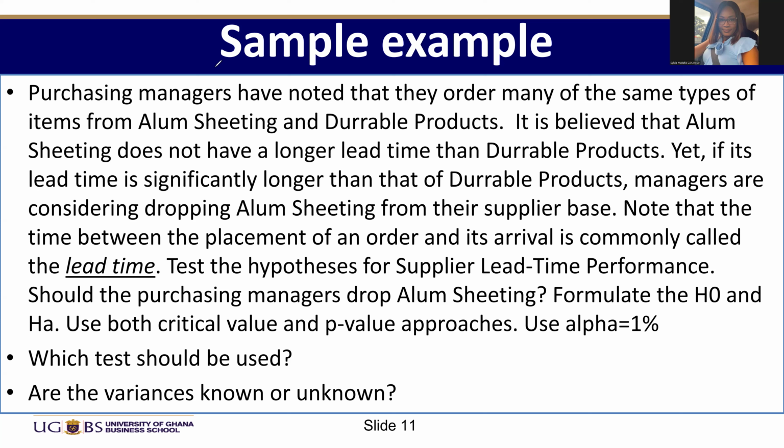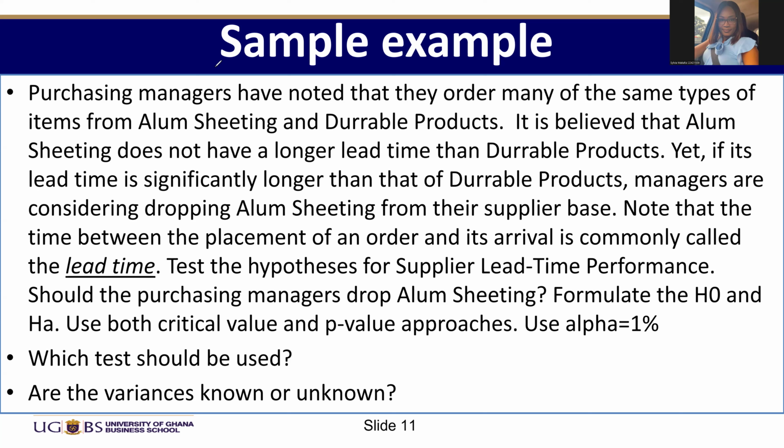So if we're going by alum sheet not having a longer lead time, if we're staying with the null hypothesis, then he should buy from the alum sheet, but he doesn't believe that, and so that's why we have the alternate. Who spoke? Is it Millicent? Yes, Millicent. Good. That's 2 marks for you.